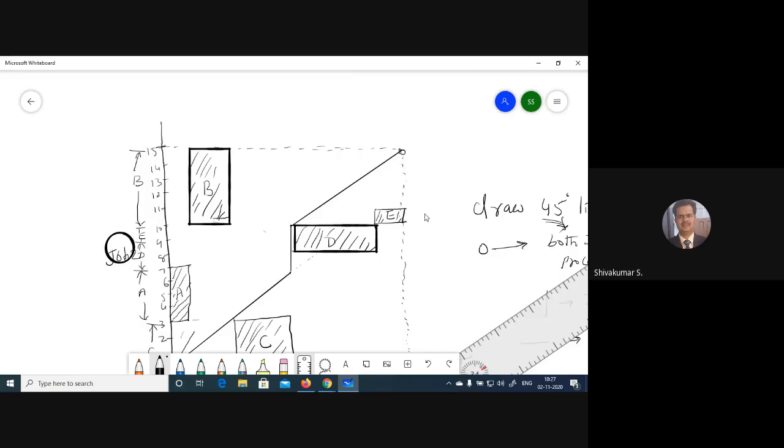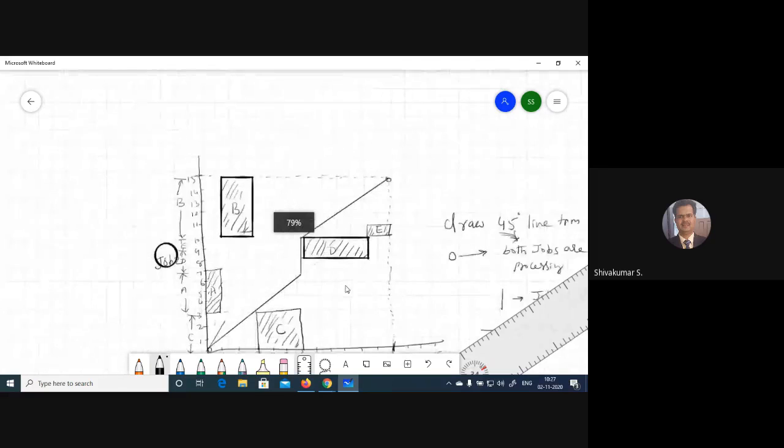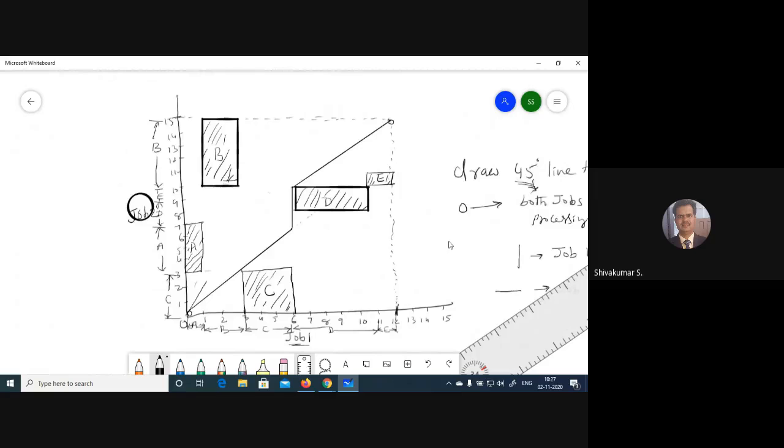Check out your graph here, because don't go by my graph, since there is a little bit of error in it. Now you get it like this, right? Yes, sir, got it, sir. Yeah, you got it, no? Okay.